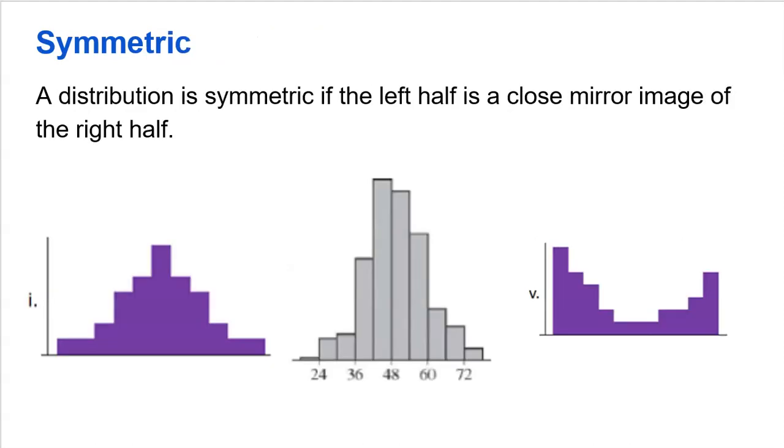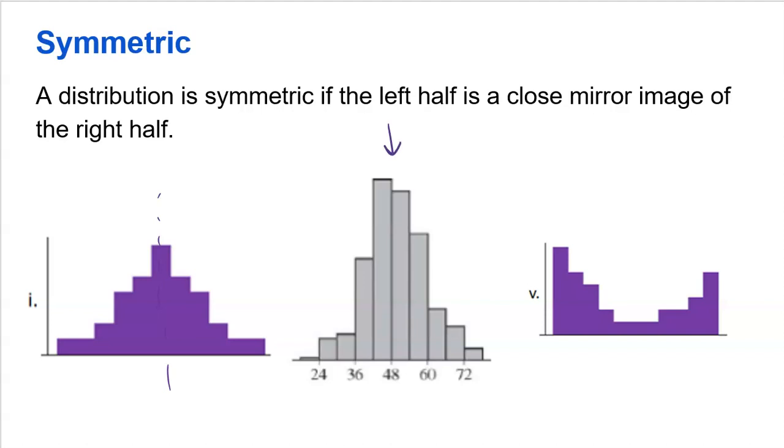So here's some pictures of symmetric. We see all three of these are very symmetric. The first one here, we could put a line straight down the middle. The two sides clearly mirror each other. We see a falling off of data, lessening of data to the smaller values, and a lessening of data to the larger values. Most data stuck in the middle.